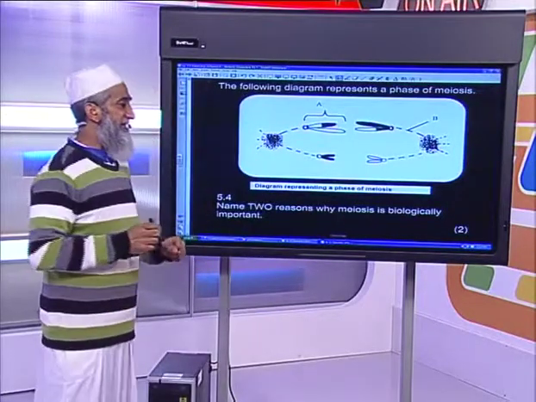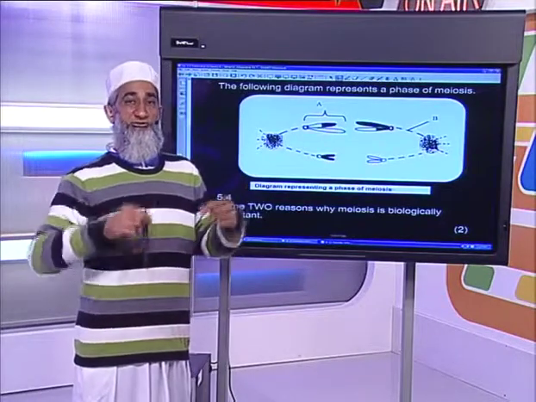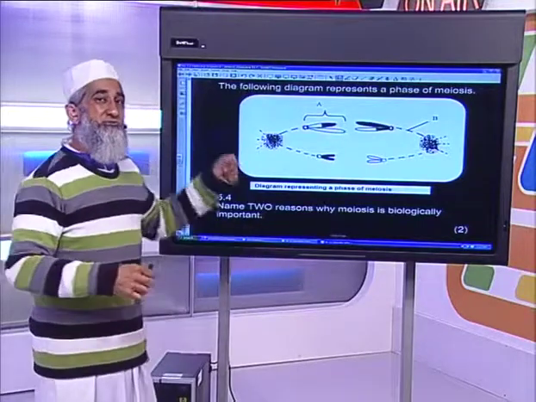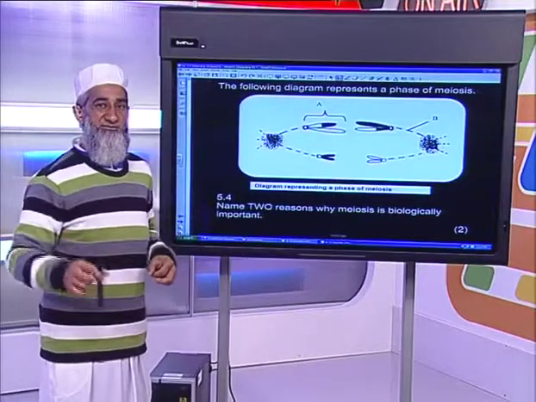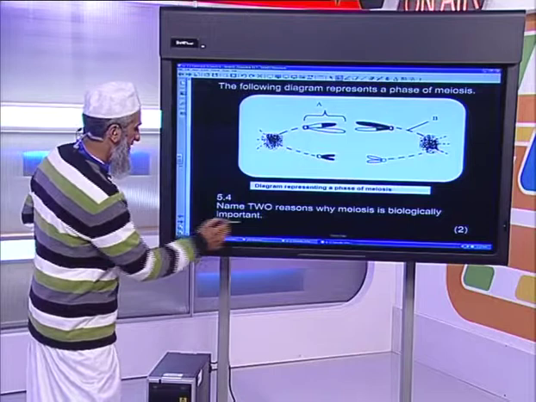So those are the important points. And also, when you do reproduction in paper 2, you will talk about alternation of generations in mosses and in ferns. Meiosis makes that possible. Meiosis makes alternation of generations in plants possible. Those are the significance of meiosis, or the importances of meiosis.